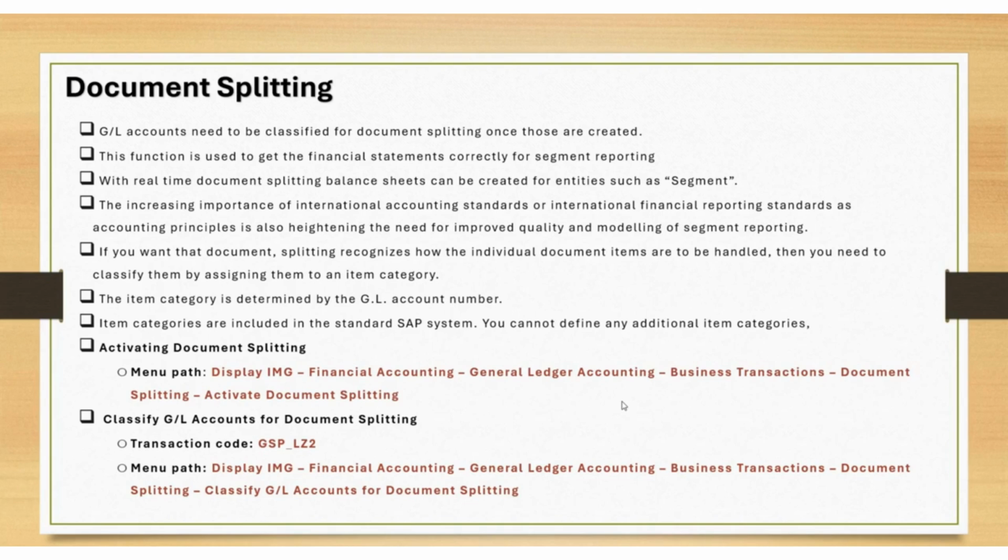But I will run this transaction code in an SAP system so that you can understand how the document split is done and why we do that. We basically have to split the documents, as I mentioned, for financial reporting purposes, which is a requirement of international accounting standards or international financial reporting standards. Now I will go to the SAP system.